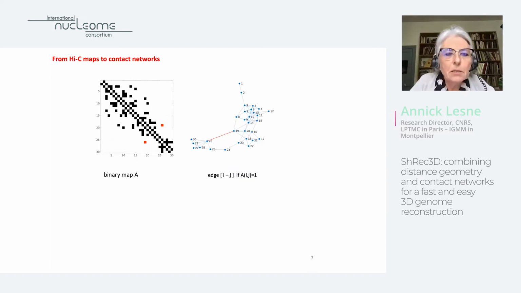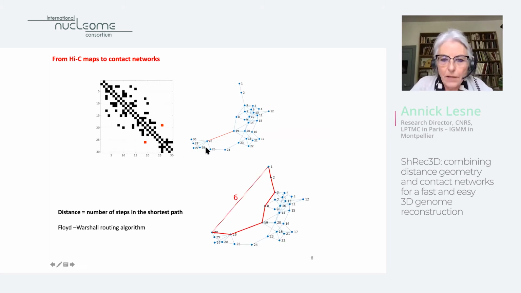The first step is to pass from the Hi-C map to a contact network. I will first explain the notion with a binary map with only presence or absence of contact. For instance, here, the red dot corresponds to a contact between those two loci. The representation in terms of a network is very simple. Each locus corresponds to a node of the network, and an edge between two nodes will be drawn when there is a contact between those two nodes. So the red dot here in the contact map corresponds to this edge in the contact network.